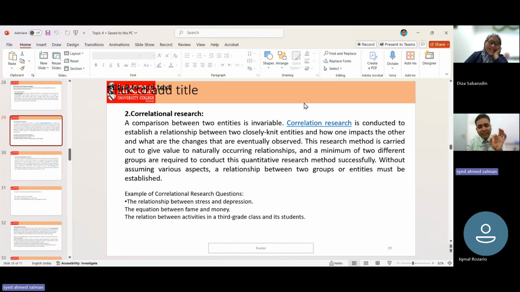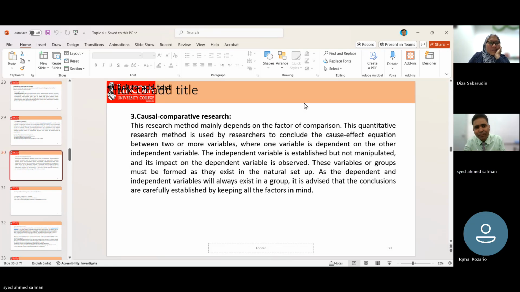The relationship between activities in a third grade class and its students. So you have to see the relationship here. Sometimes the relationship might be wrong, sometimes the relationship might be okay, right?